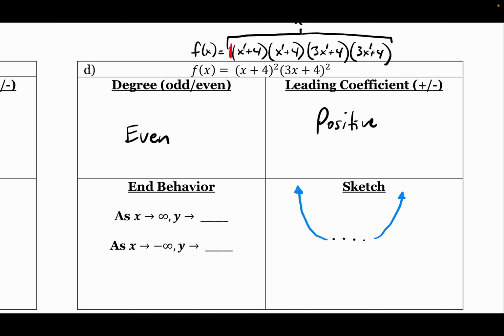So as I move to the right, I'm going up or down? Up, positive infinity. Same thing if I'm going to the left, positive infinity.